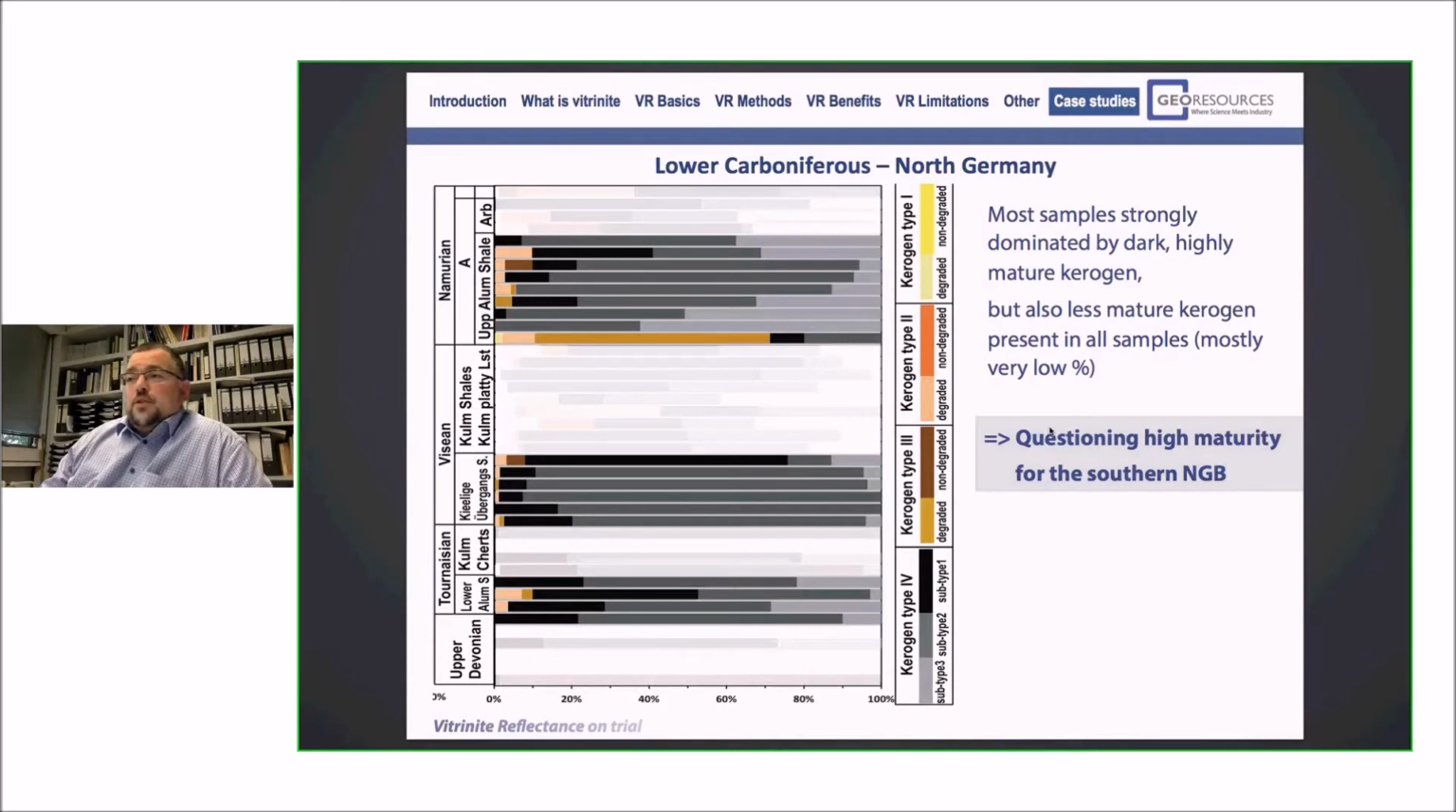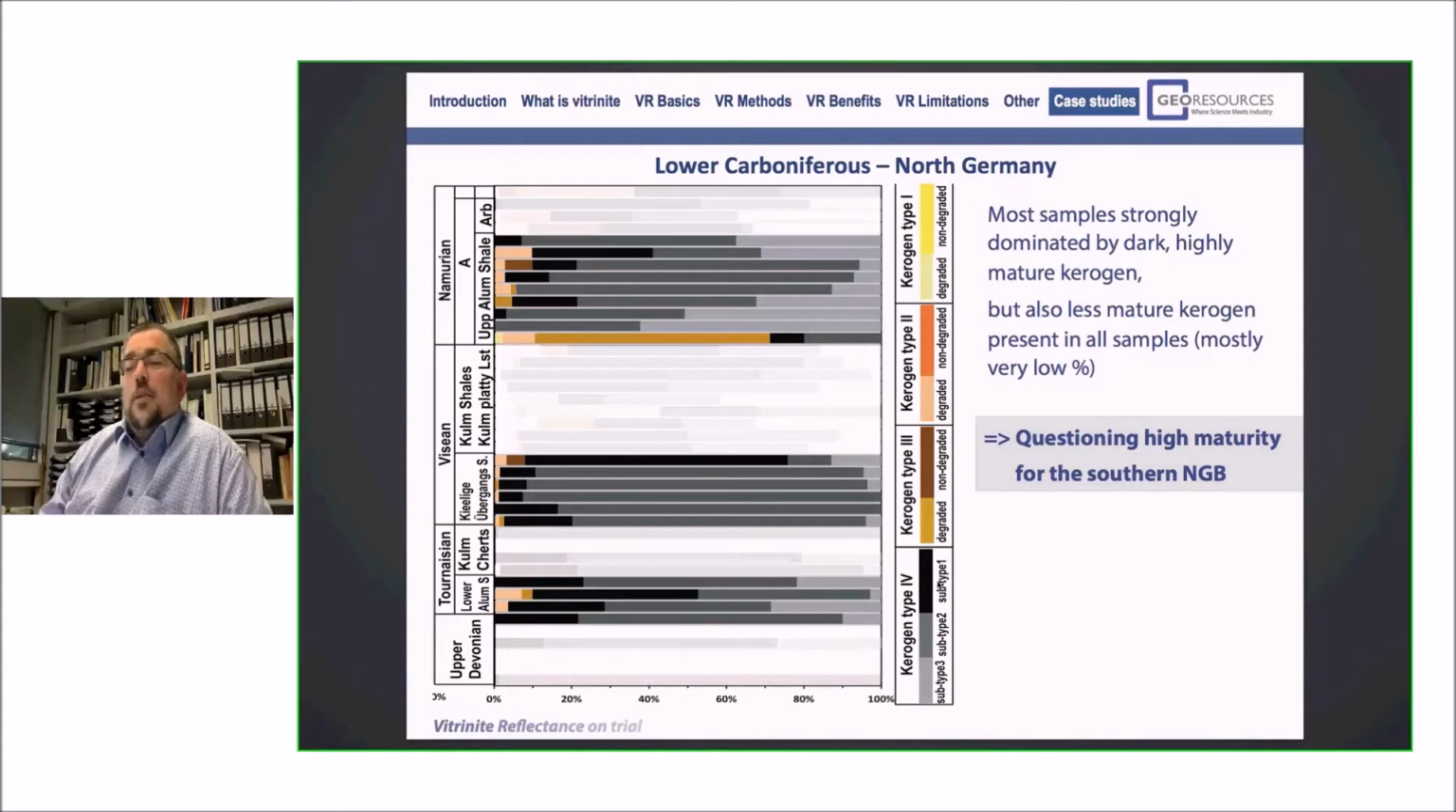Because if this southern North German basin was heated up to high upper gas to over mature conditions, all organic matter in the system has to be cooked. So if I take a pot and put it on the oven and cook it, everything in the pot will be cooked. There is nothing left uncooked. So this is a big question mark and had to be solved.